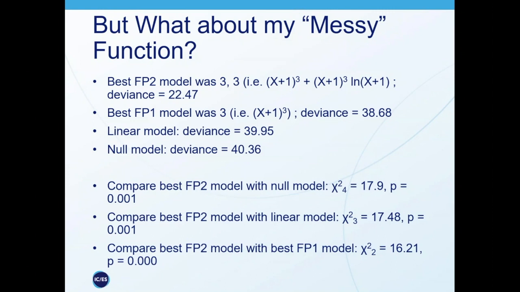Next, I compare my best FP2 model with the linear model, and that also gave me a highly significant p-value. So I conclude that a linear model is just not going to work. And my final test is, do I need the FP2 model, or can I get away with the FP1 model? And again, I got a highly significant chi-squared test. So no, I am going to have to use my FP2 model. That is the best model, according to the fractional polynomial approach.